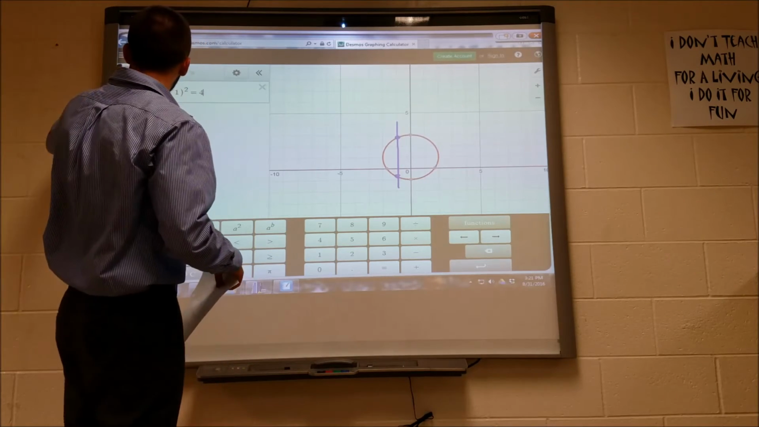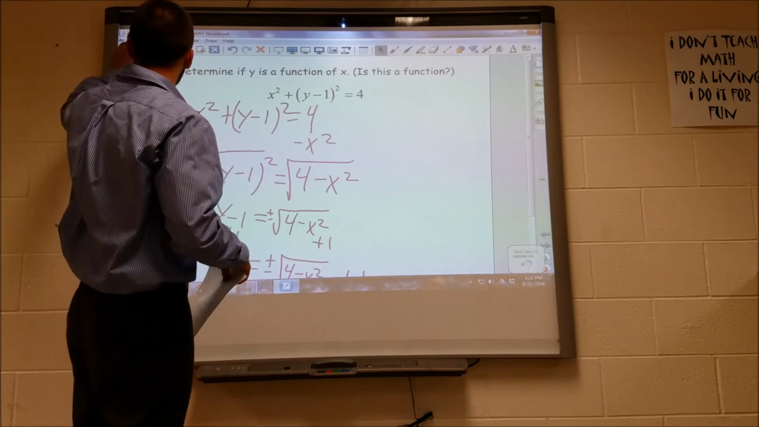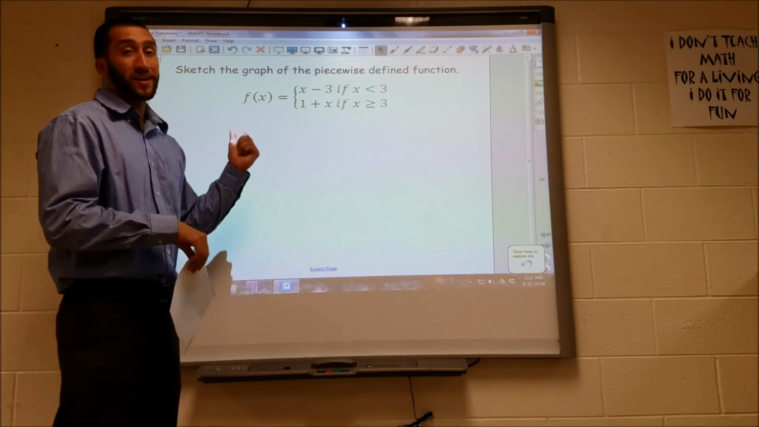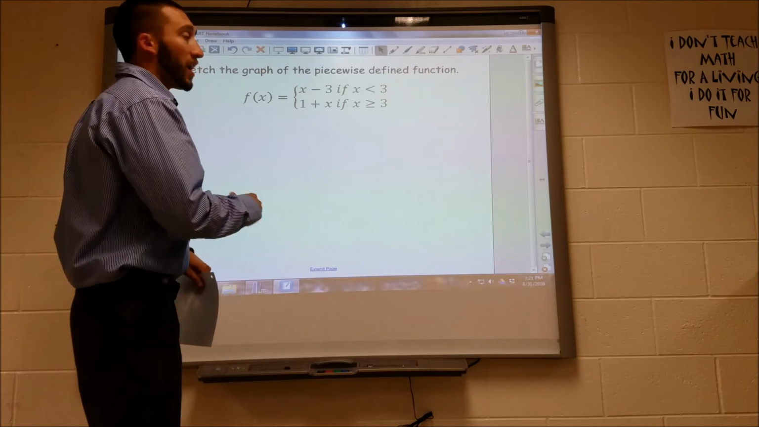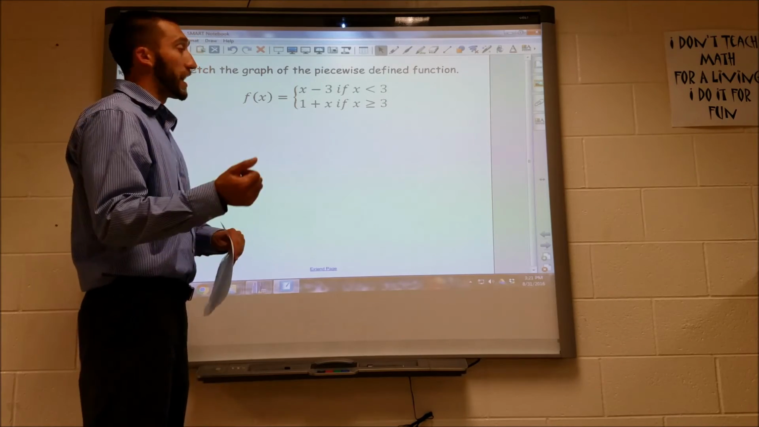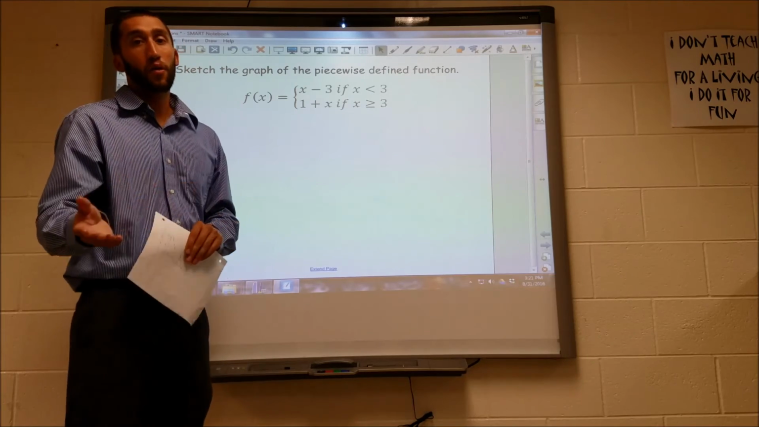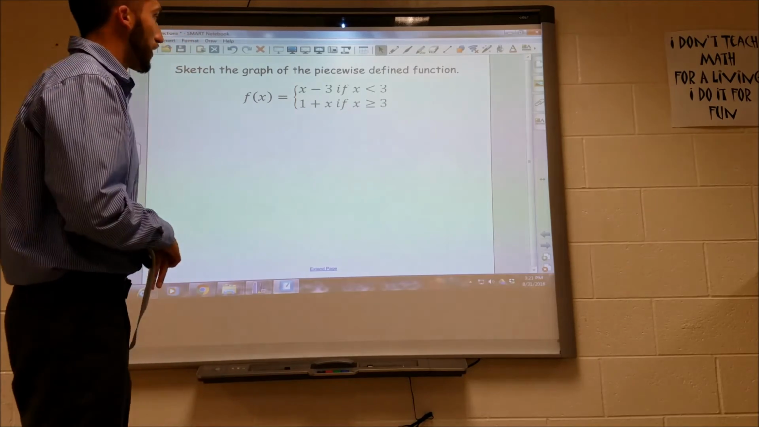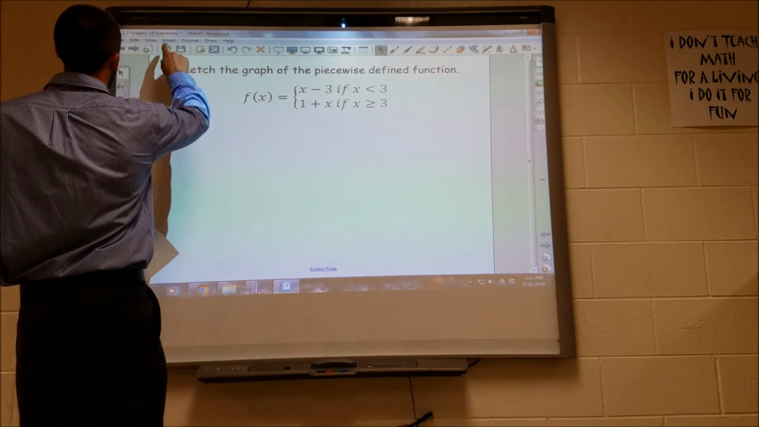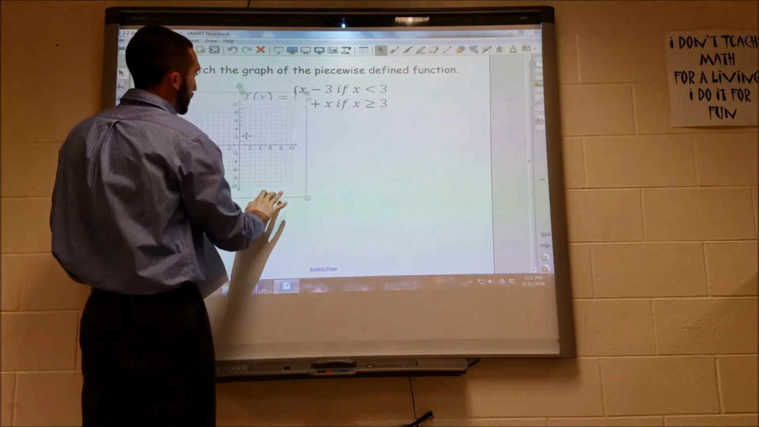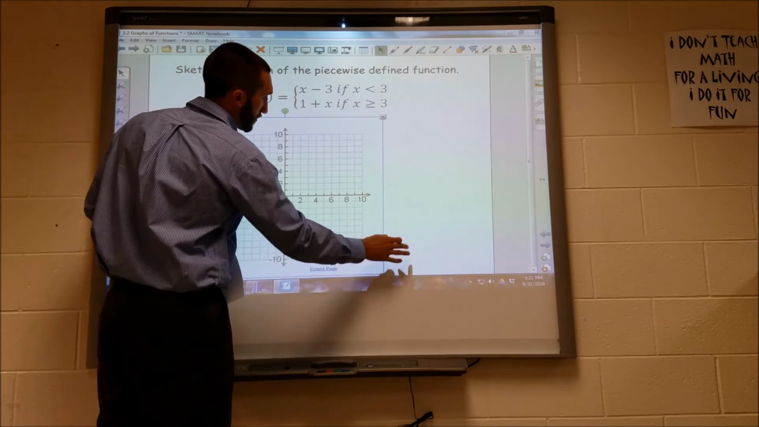And let's go to the last example. Here we have a piecewise function. They want us to sketch it. So on your notes and on your examples and on your work, you're going to have to draw your own grid or use graph paper. Both are options for you. But here I'm going to insert my grid just to try to keep it neater.